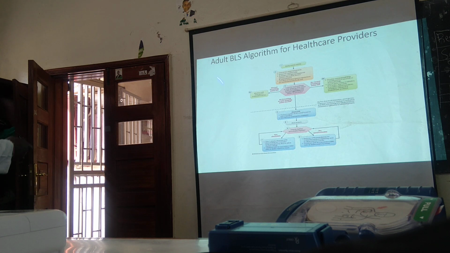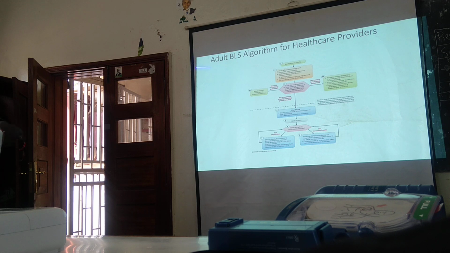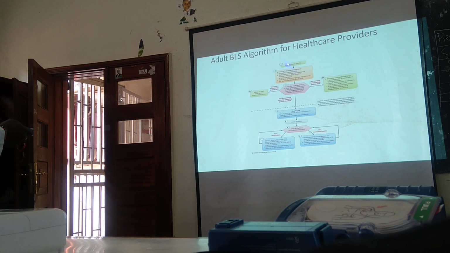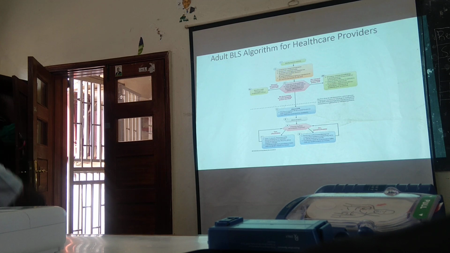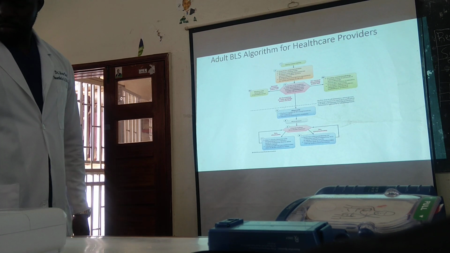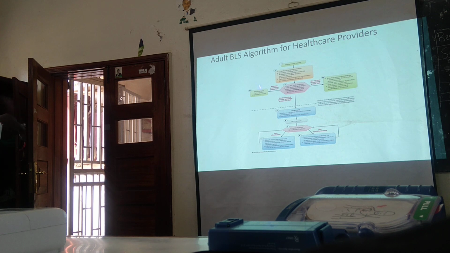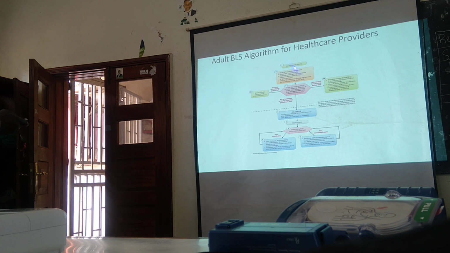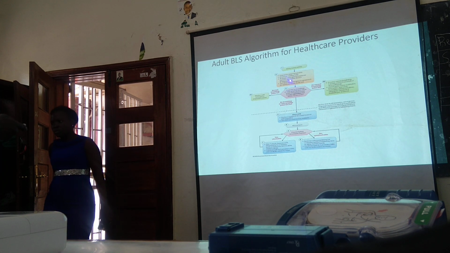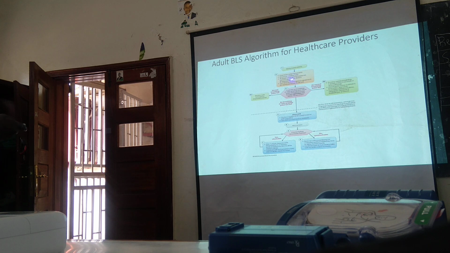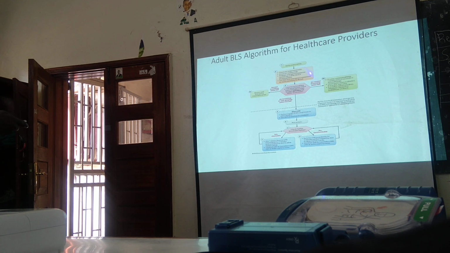Now here, adult BLS algorithm for healthcare providers. Here it says verify scene safety. Check for responsiveness in this patient. Shout for help or nearby help. Activate the emergency response system. You can do it via mobile phone or you can just shout. Yeah, just shout your lungs out.